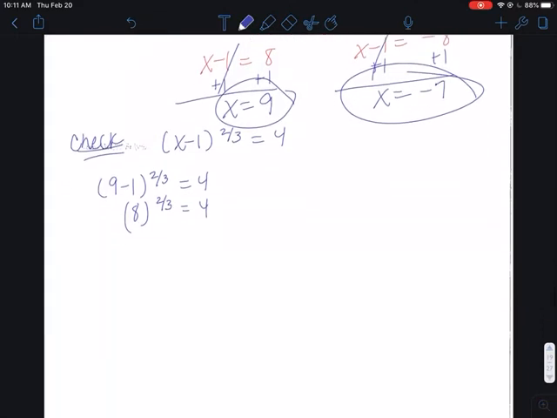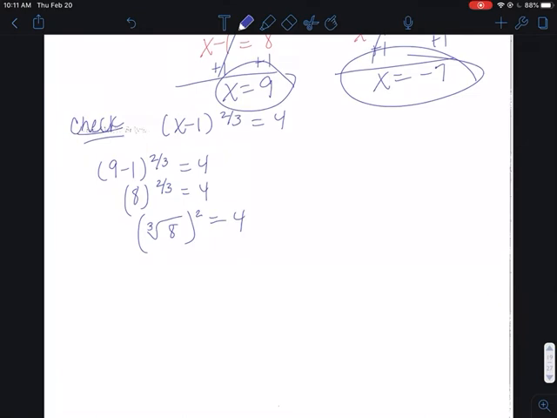8 to the 2/3 means I'm taking the cube root of 8 and then squaring it. If you look at your perfect square chart, the cube root of 8 is 2, and 2 squared does equal 4. So that means that 9 definitely is an answer. So 9 works. This is me plugging in 9 for x. Then I have to come back and check negative 7. I'll use a different color.